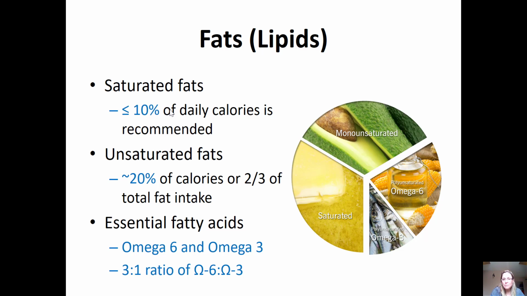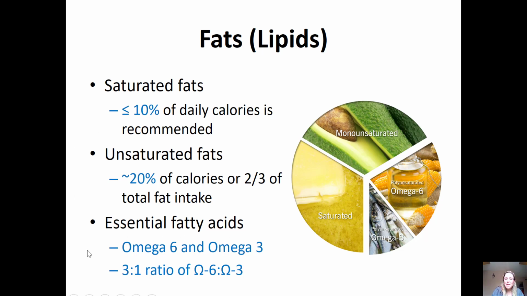So that's why we're saying 20% of your calories or 2/3 of your total fat intake should be unsaturated. Saturated fats are the bad fats. I call them sticky fats because they stick to the walls of your arteries and they contribute to plaque buildup. So no more than 10% of your total calories each day should come from saturated fats.